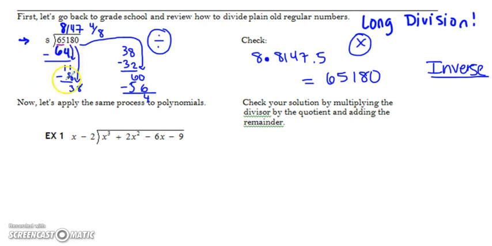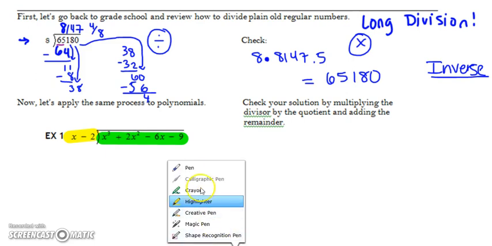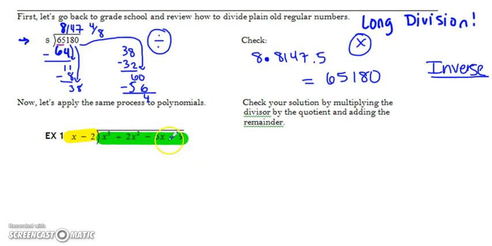All right, so here's what we're going to do. We are going to take this polynomial, x minus 2, and divide it into this larger polynomial, x cubed plus 2x squared minus 6x minus 9, okay? And just like in the long division up here, we are going to take it one term at a time. So first, all I care about is how do I get rid of x cubed. I don't care about anything else in the problem. I just care about the x cubed.